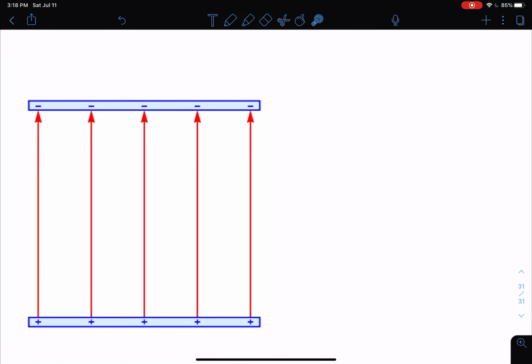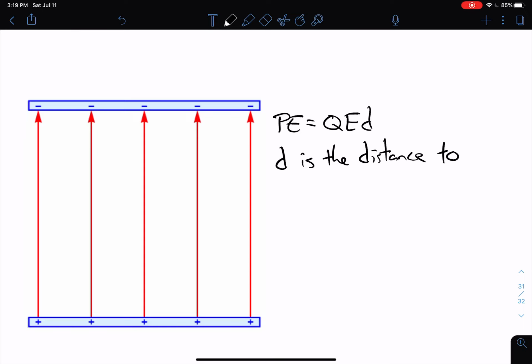Now, let's look at one other situation. And that's between two parallel plates, in other words, a capacitor. In this case, the potential energy term takes on a very special form. It's just qEd. But here, d is the distance to the attractor plate.